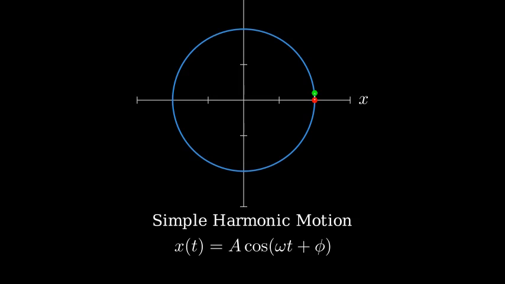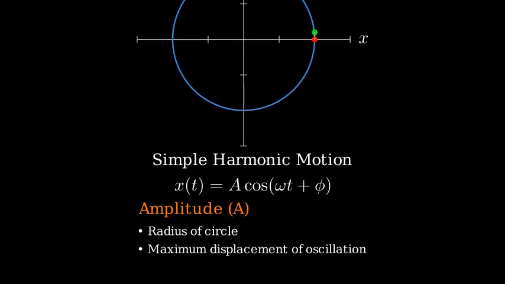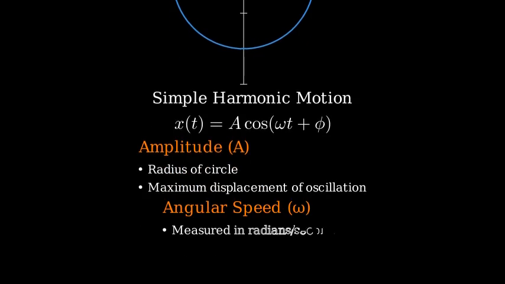Let's look more closely at the key parameters in our equation and what they mean physically. The amplitude, A, represents both the radius of the circle and the maximum displacement of the oscillation. The angular speed omega is measured in radians per second and determines how fast the point moves around the circle. This directly relates to the frequency of oscillation.